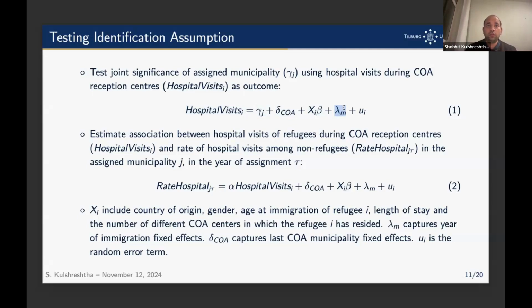So conditional on two people who came in the same year, who look almost the same demographically, and who were in the same reception center, a person who went to a hospital should not be sent to a municipality where healthcare utilization is higher compared to the person who did not go to a hospital. Both of them should have the same probability of being assigned to the same municipality, right? Just because one person was going to the hospital a couple of times during their reception center time should not determine whether they are sent to another municipality. So what I really want to test is whether this is jointly significant or not.